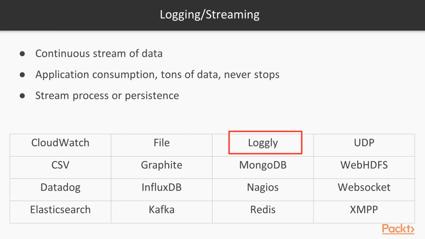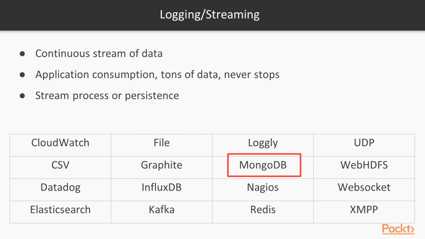Loggly is a logging as a service application. It feels very much like Kibana if you use it. You have to pay for it. It's a third-party system, but they provide a way for you to say, here are my logs coming out of Logstash. I don't want to build my own Elasticsearch cluster, but I'll send it to you, Loggly, and I can do some reporting there.